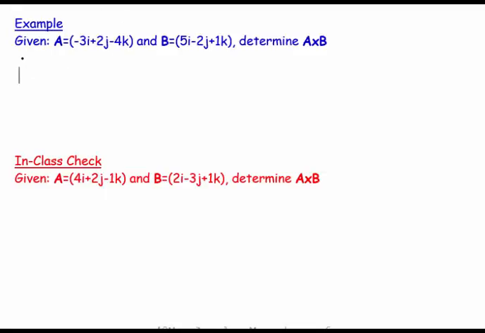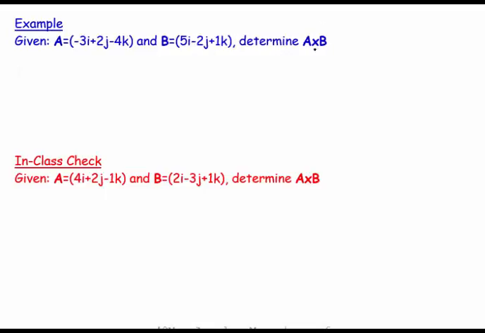Welcome. So there's two questions here. We're going to do the top one. It says, given that vector A equals minus 3i plus 2j minus 4k, and vector B equals plus 5i minus 2j plus 1k, determine A cross B.